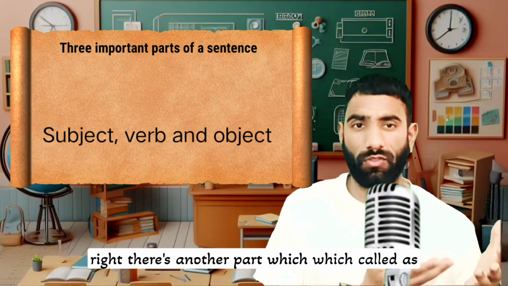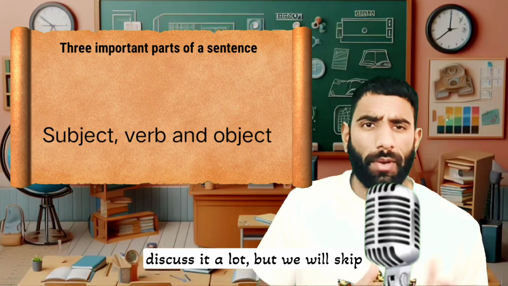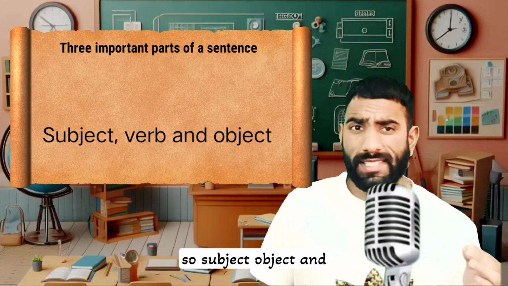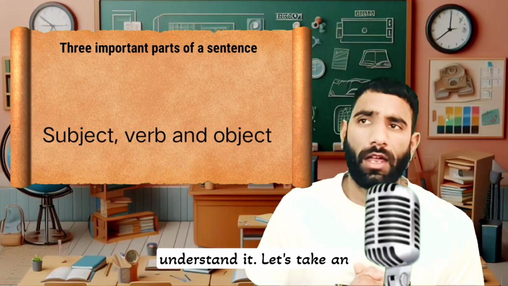There is another part which is called the predicate. Most people discuss it a lot, but we will skip it. That's not that important, right? So: subject, object, and verb. We will take a simple example to understand it.